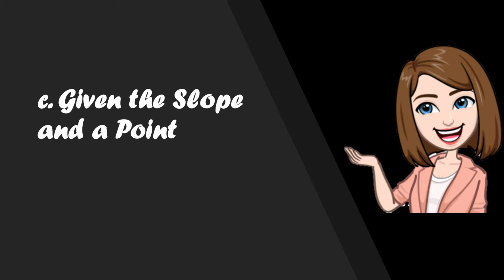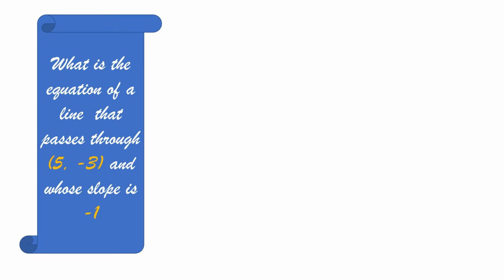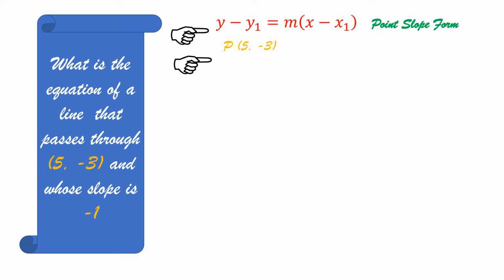Another is, how do we find the equation of a line given the slope and a point? Our example for that is: what is the equation of a line that passes through (5, -3) and whose slope is -1? In this case, we will be using the point-slope form. Let's first look at the values of x sub 1 and y sub 1. From the given point (5, -3), x sub 1 is 5 and y sub 1 is -3. And of course, we have the value of m, which is -1, from the given.